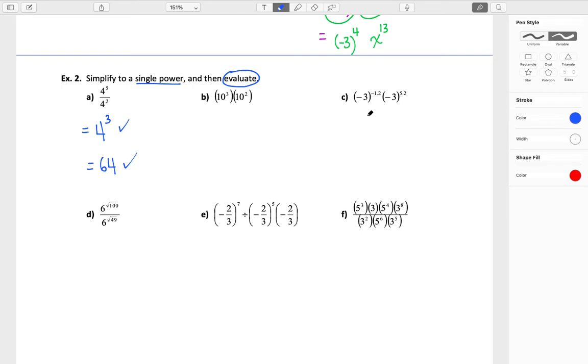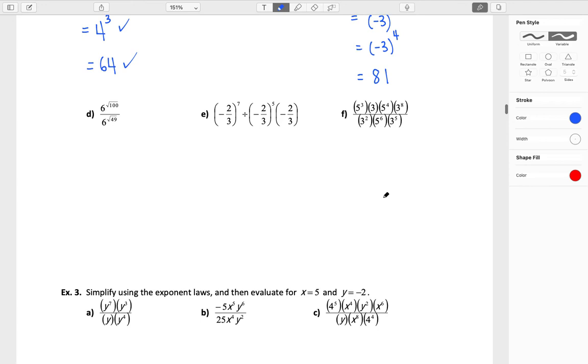Let's try letter C. My same base is negative 3, and because they're right beside each other, we're multiplying. Negative 1.2 plus 5.2. You add the exponent. So it becomes negative 3 to the 4. Then you're going to do negative 3 times negative 3 times negative 3 times negative 3. Or you could use the exponent button and you will get 81. Okay, so you're going to do the same thing here.